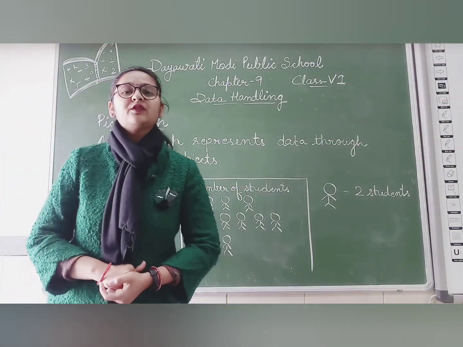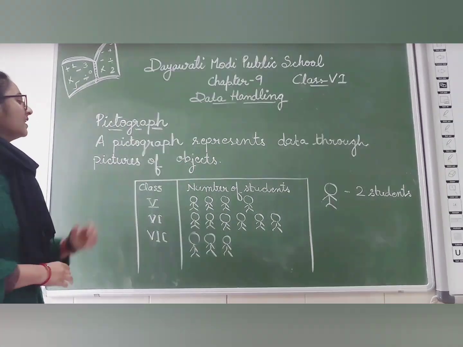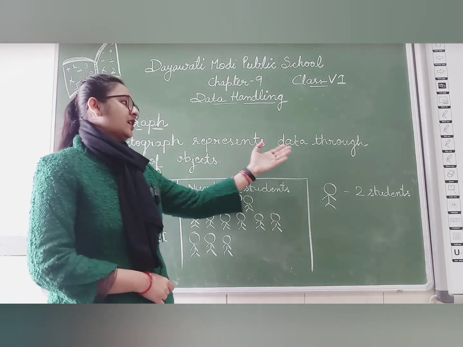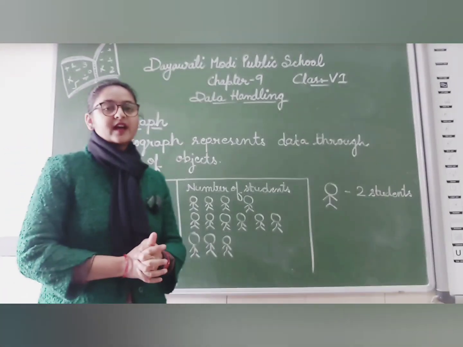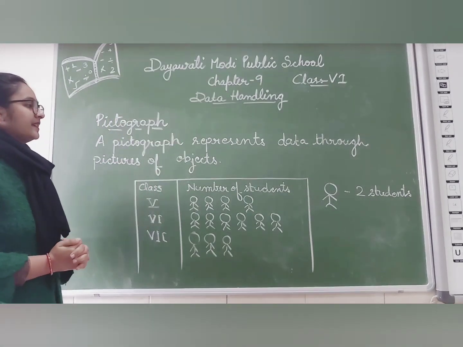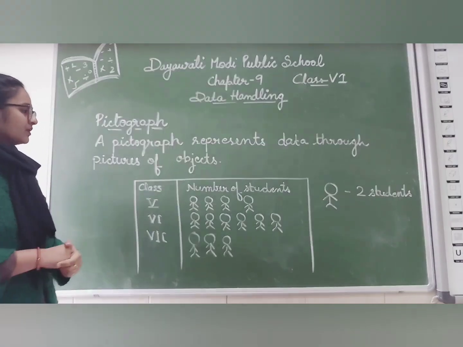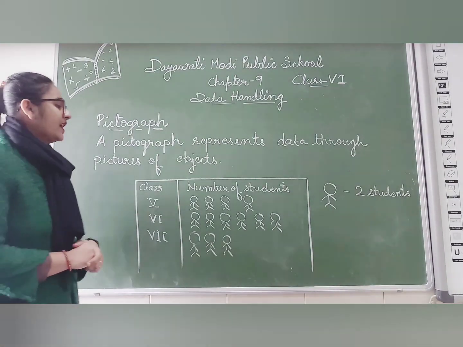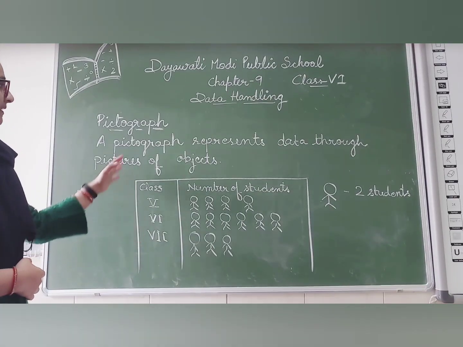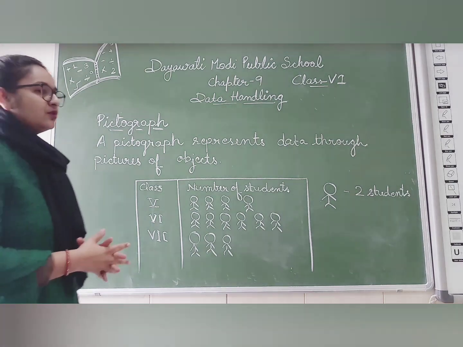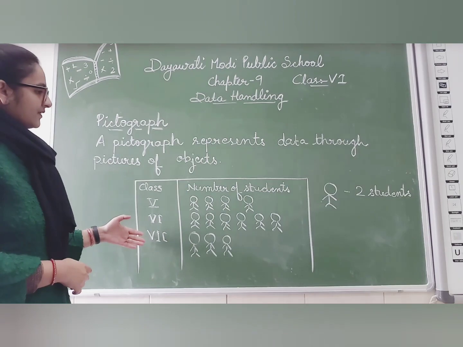Our second method for calculating large data is the pictograph. So what is a pictograph, students? A pictograph represents data through pictures of objects. It is a kind of graph which shows data through pictures. We have an example, so have a look. We have data of classes 5th, 6th and 7th in this pictograph, and now we have to calculate the total number of students present in classes 5th, 6th and 7th.